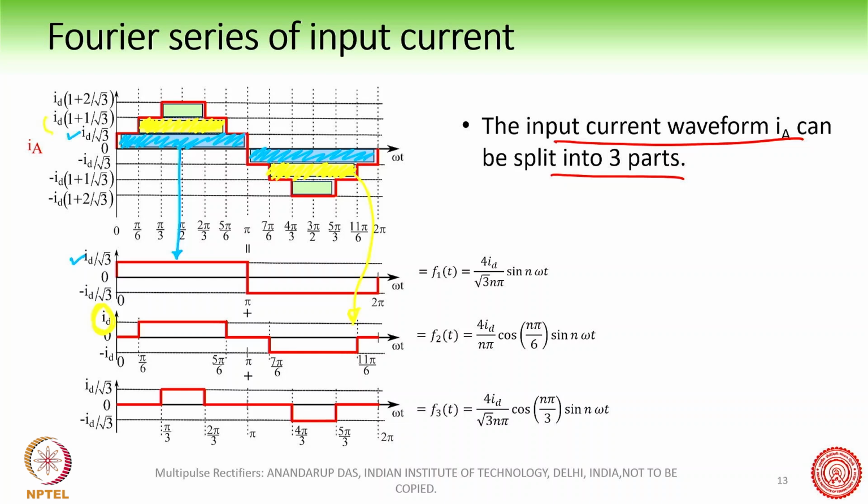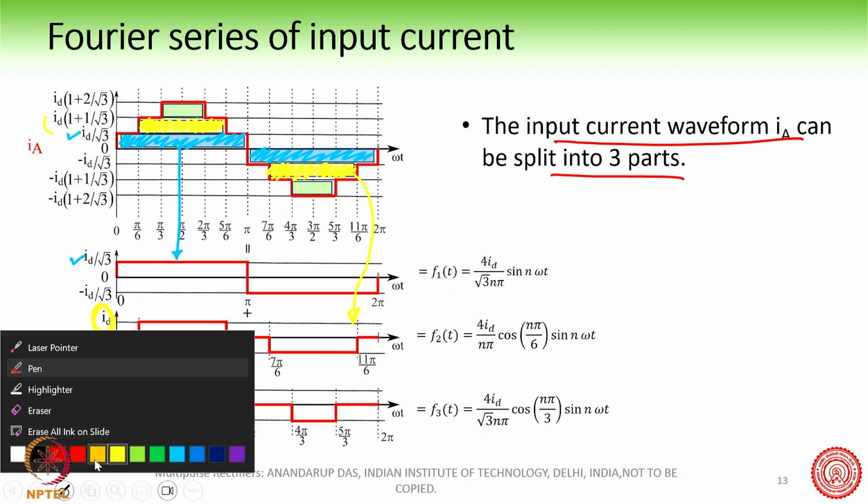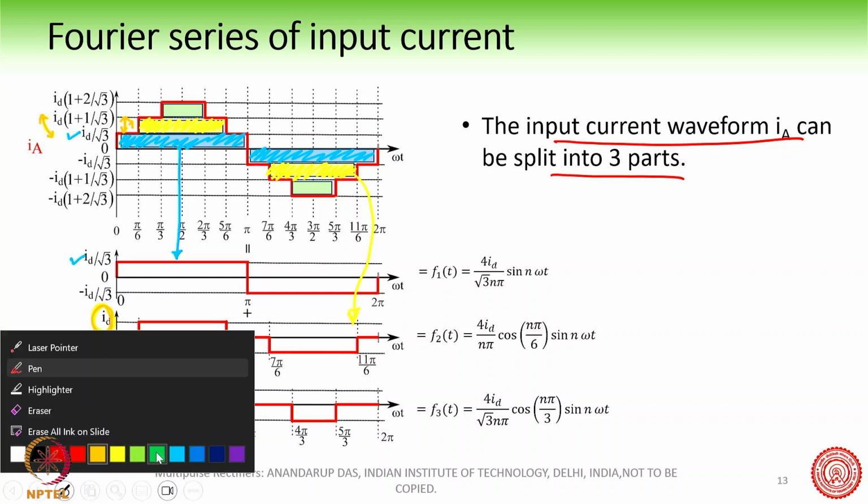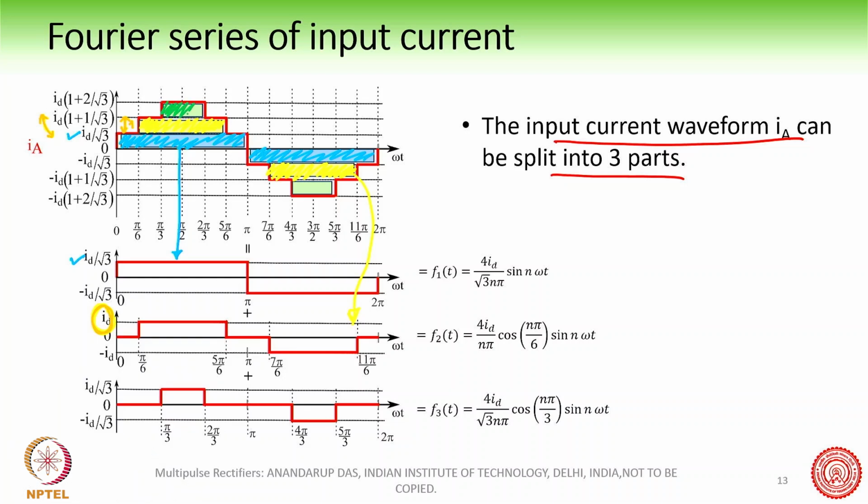Because this you see here, this is 1 plus 1 by root 3 and 1 by root 3. So this amplitude here is 1, right? This amplitude is 1 here. Okay, so this is how this Id waveform is drawn here. And then we have the last part, which is this one, the green part here, and this we take out and put it here.